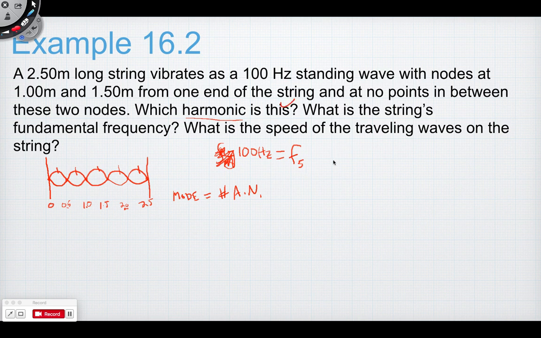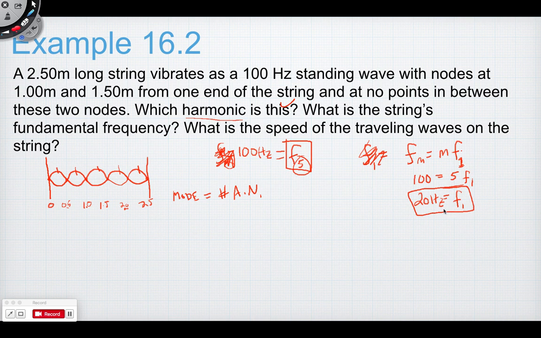So this is done. What is the string's fundamental frequency? Essentially, I guess I didn't introduce this equation, but the frequency of any particular mode is whatever mode number that is times the fundamental frequency, all right? So if I need to know the fundamental frequency, I just divide the frequency of whatever mode I'm in by the mode number. So in this case, this is 100, and my mode number is 5. So what is the fundamental? The fundamental, which is the first mode, is 20 hertz. So I know that this is 5, and so that must be 20 hertz.